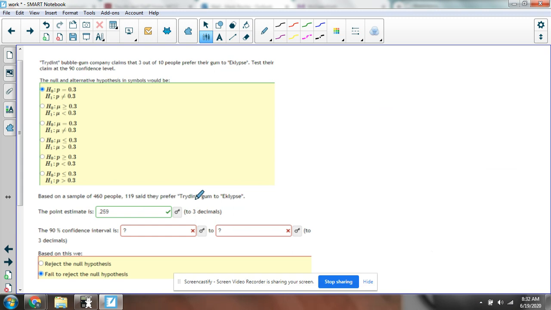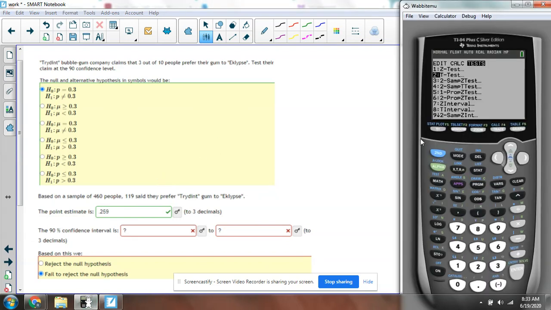Sorry about that. Since we're using a proportion, we're not going to use a t interval. This is a proportion we're talking about, so we're going to use a proportion interval. So when you go to your tests, you'll see if you scroll down, we're going to the intervals. Here we go. A 1 proportion z interval. Okay. So we'll hit enter on that.